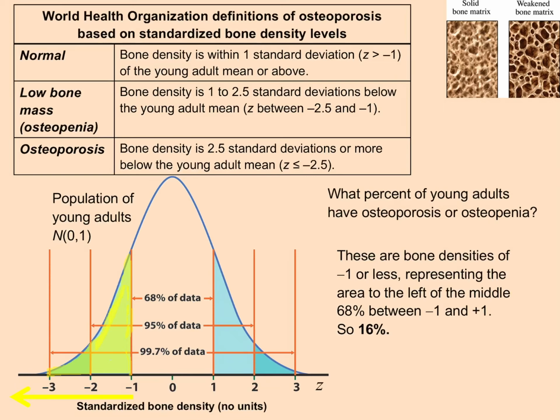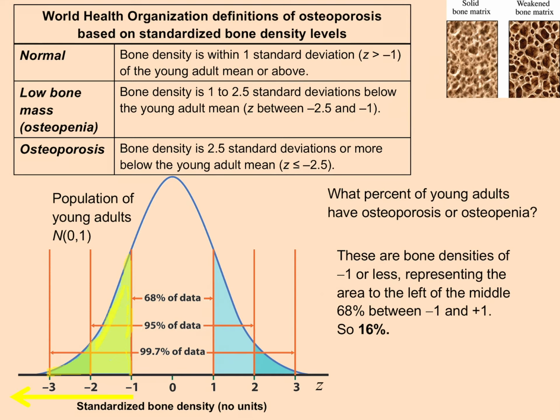Okay, let's look at an example of how we might use this rule. Let's look at bone density. So here we have World Health Organization definitions of osteoporosis and osteopenia, and also normal bone density. All right, let's define these. Normal bone density is bone density that is within 1 standard deviation of the young adult mean or above. Okay, young adults, so we're talking people 18 to 25, something like that.